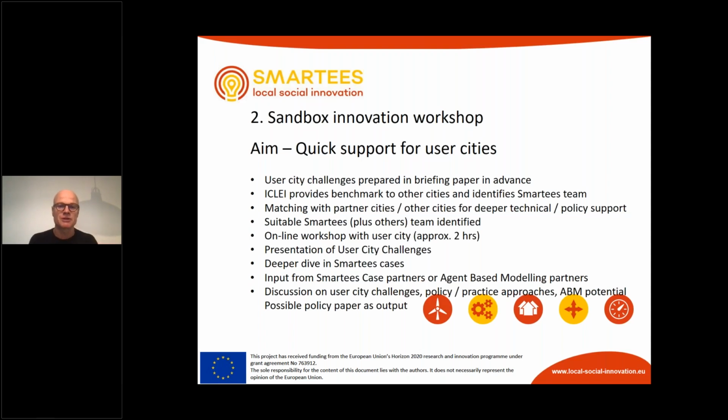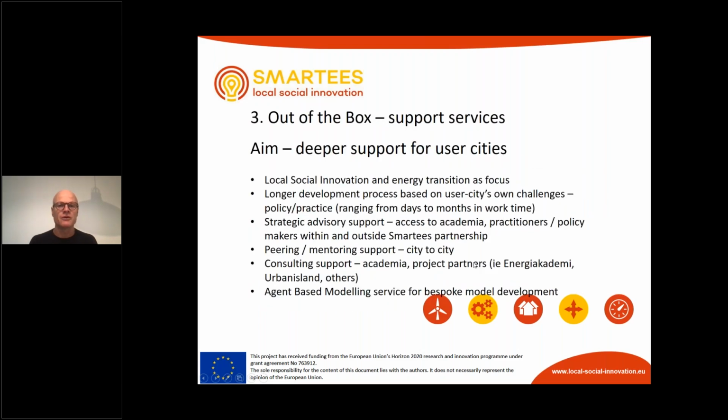Is it more practitioner focused? Is it more researcher focused? Is it more ABM focused, or is it a mixture of the 3? And then we would run a workshop and provide a policy paper as a result of that, with some ideas and some suggestions as to how the city could proceed. So that would be the next level. And then the third one, what we call the out-of-the-box support services, can be essentially pretty much anything you want it to be after that.